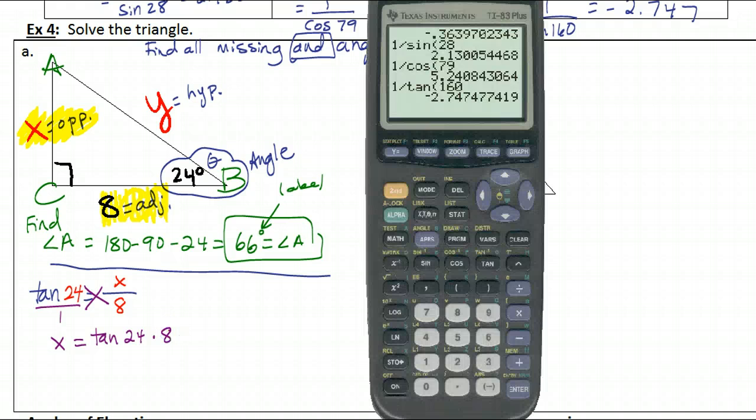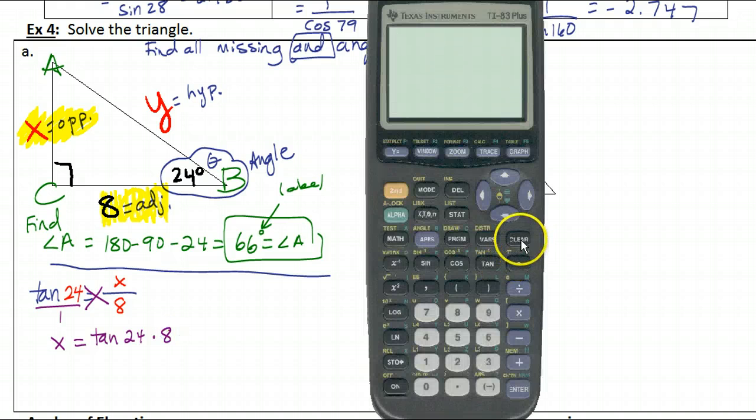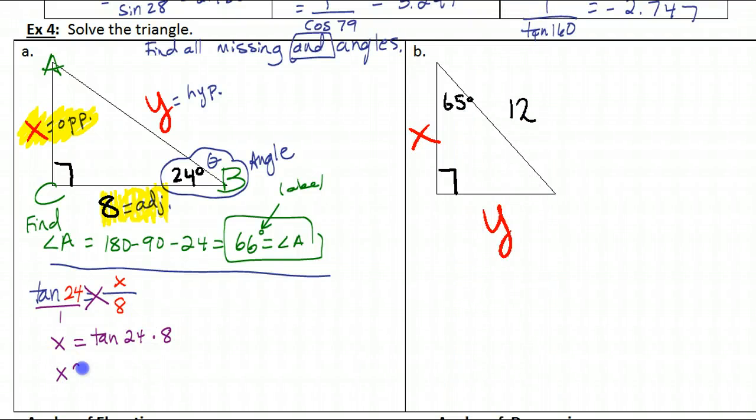And now I want to tell you something as we type this into our calculator. Watch out, because you have to close the parentheses on your tangent before multiplying by 8. Because I only want the 24 with the tangent. The 8 is like something separate that happens afterwards. So I get 3.5618, and we'll round to 1 decimal place for these problems. So 3.6 is my value for x.